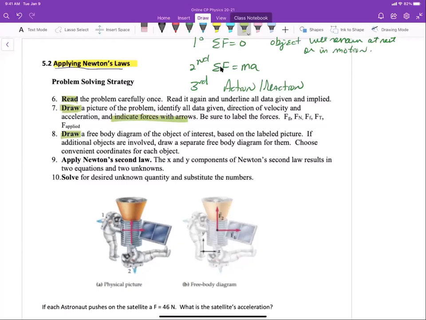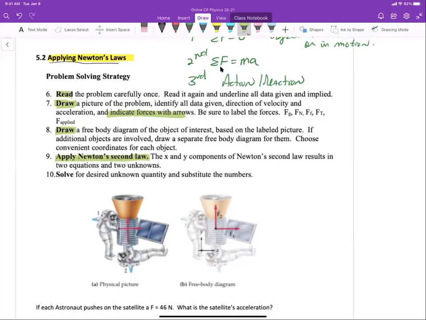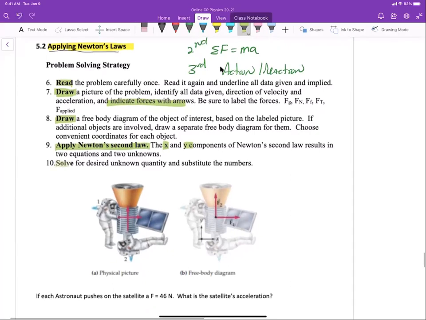Okay, we are going to have a lesson just on free body diagrams. If additional objects are involved, draw a separate free body diagram for them. Choose convenient coordinates for each object. Then we are going to apply Newton's second law. We are going to sum the forces in the x direction and sum the forces in the y direction, and we will end up with two equations and two unknowns in a lot of cases. And then solve for your desired quantity and substitute the numbers.